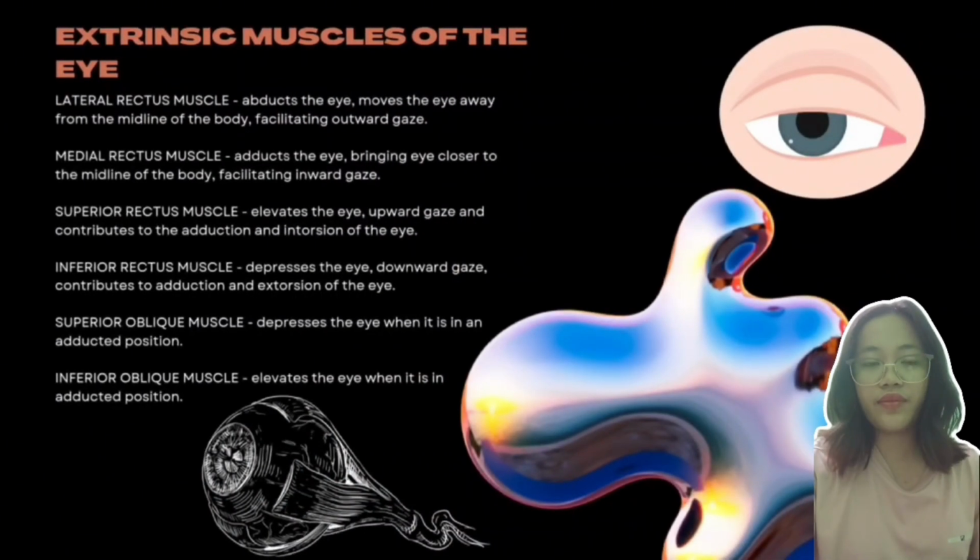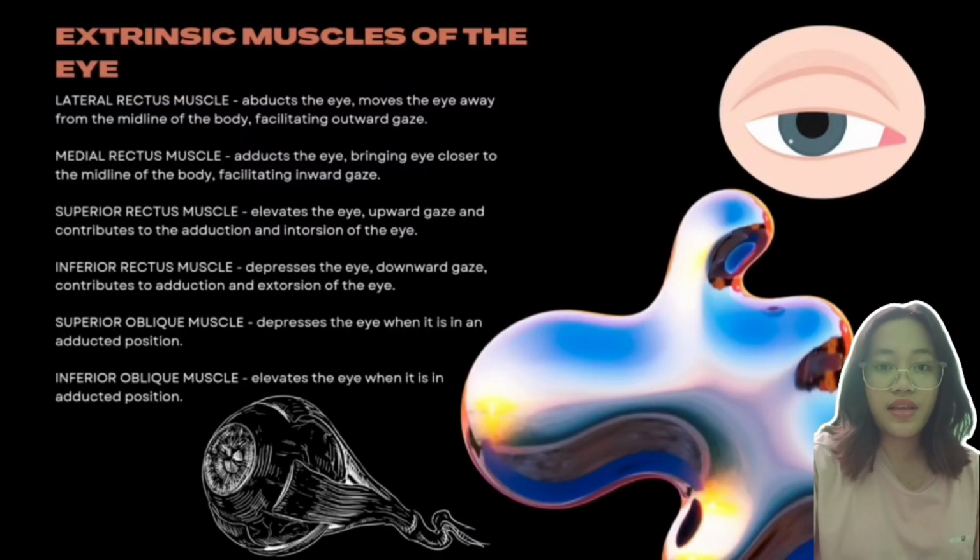Moving on to the next activity, which is the extrinsic muscles of the eye. Attached to the sclera are the 6 extrinsic muscles. So what are these extrinsic muscles? First, we have the lateral rectus muscle, which abducts the eye or moves the eye away from the midline of the body. It also facilitates the outward gaze of the eye.